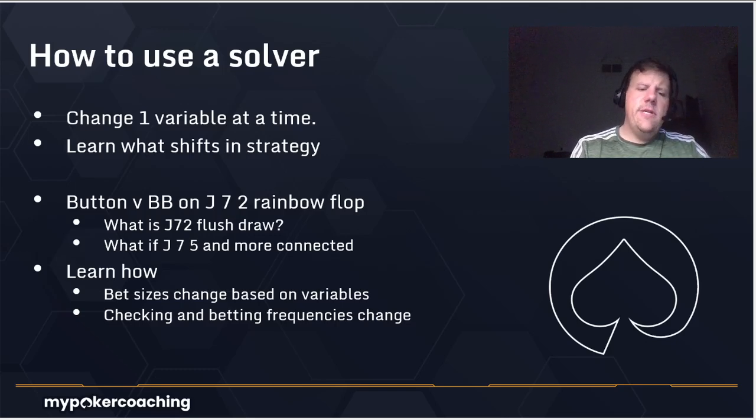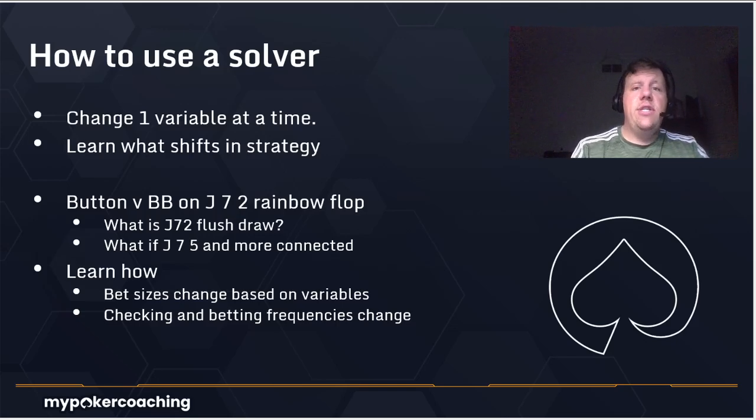One of the best ways to use a solver is to change one variable at a time and see what changes. Learn what shifts in strategy and learn what causes these shifts. This is how you start to learn. So let's take a very basic example. Let's say you raise the button, the big blind calls, and the flop comes Jack 7 deuce rainbow. The solver will probably suggest a range bet or very close to it.